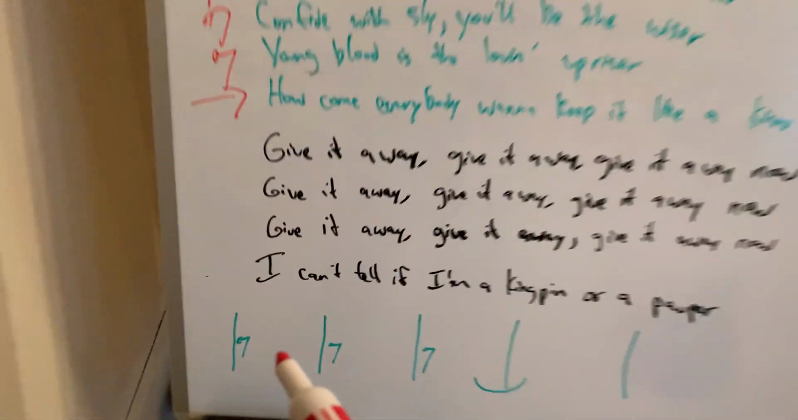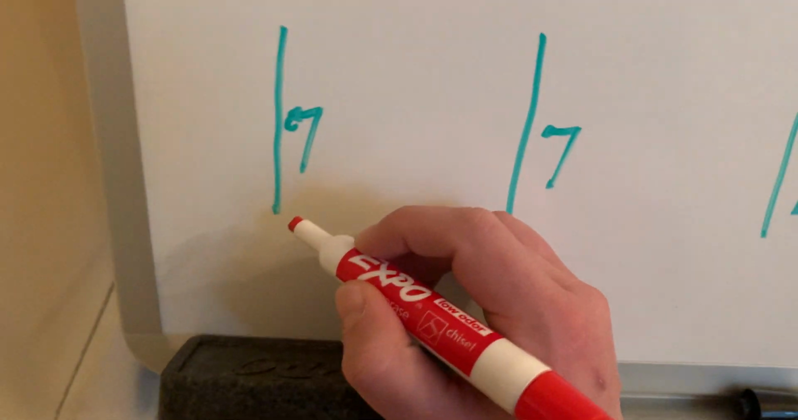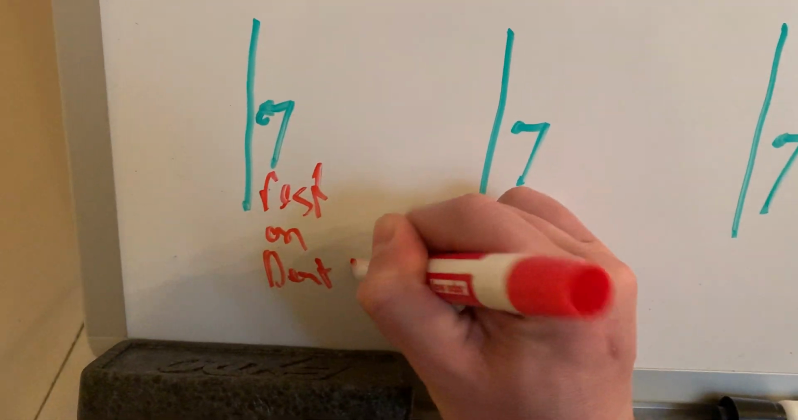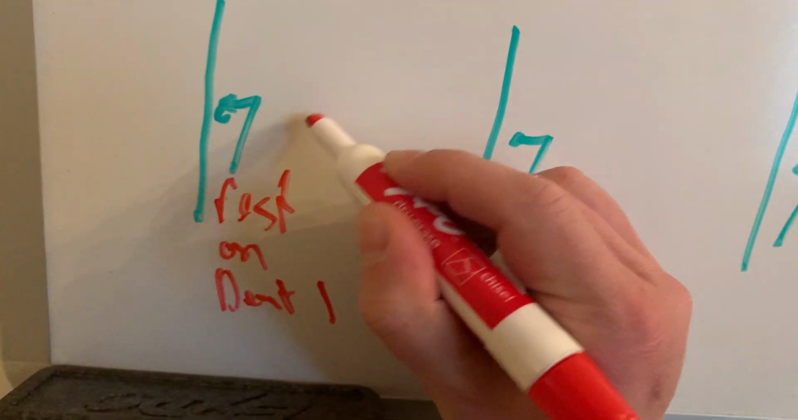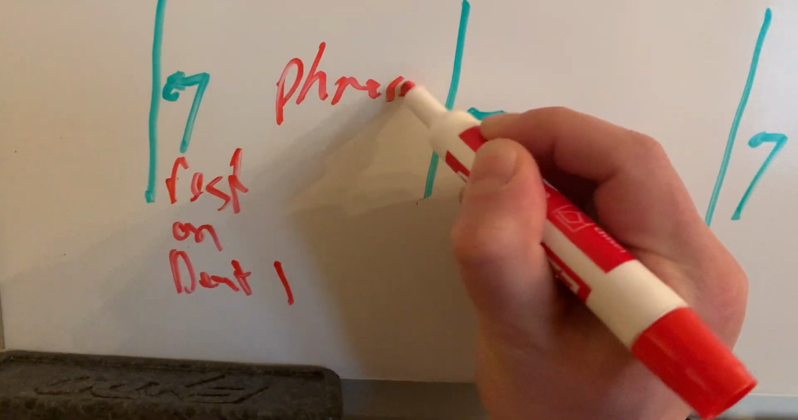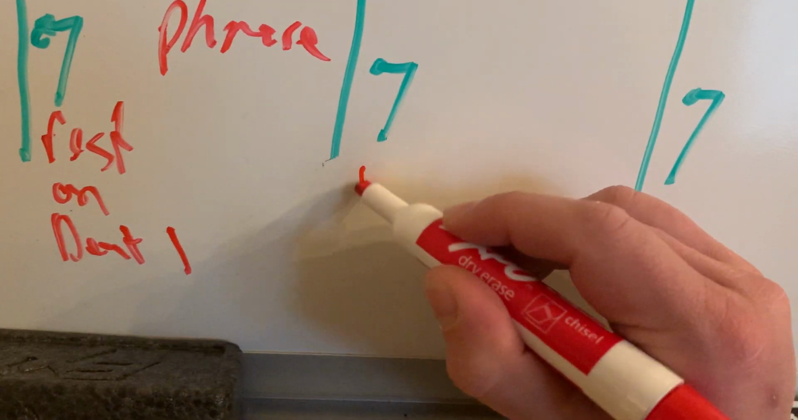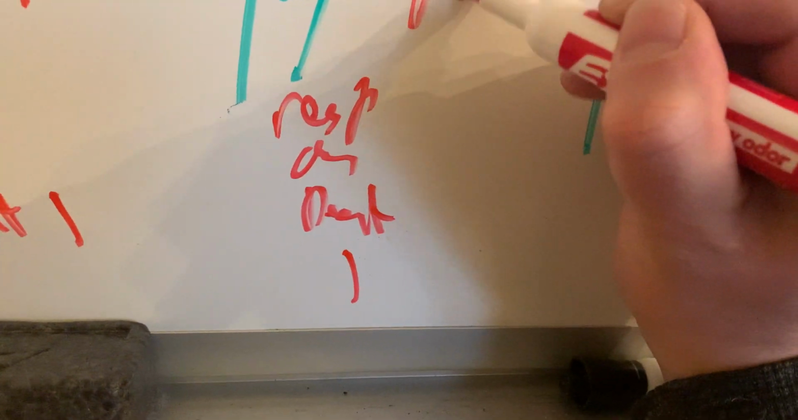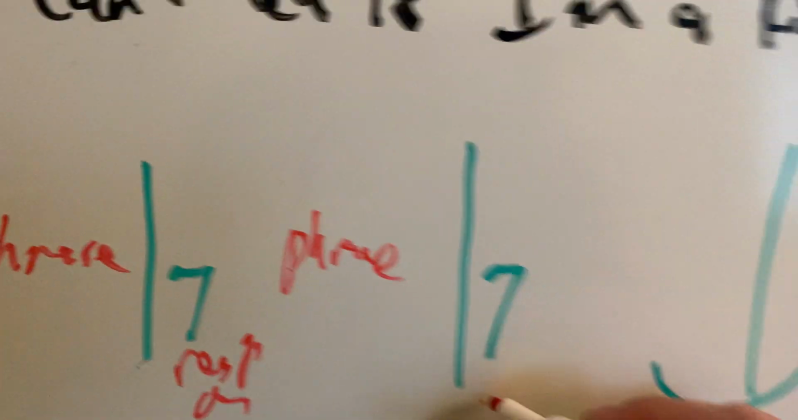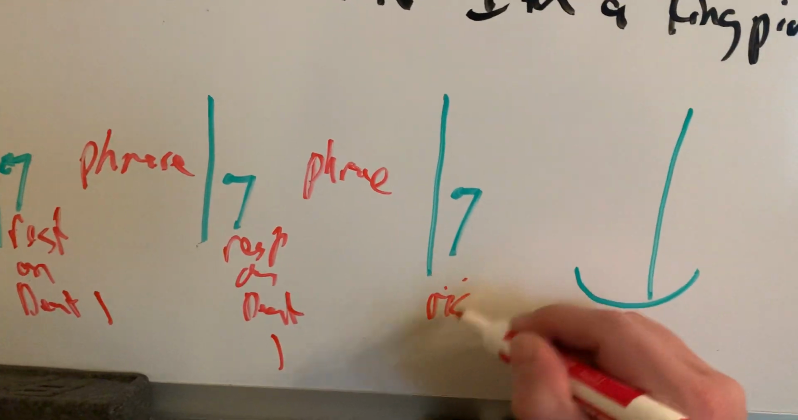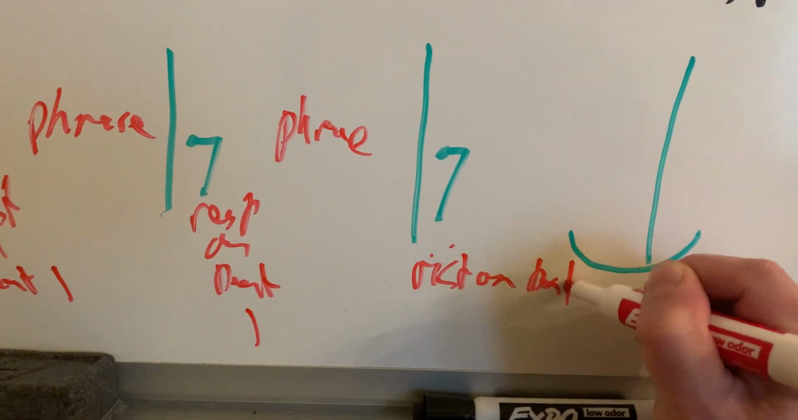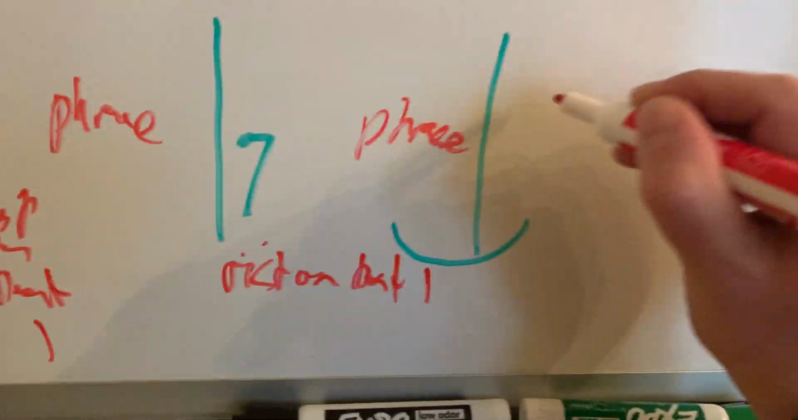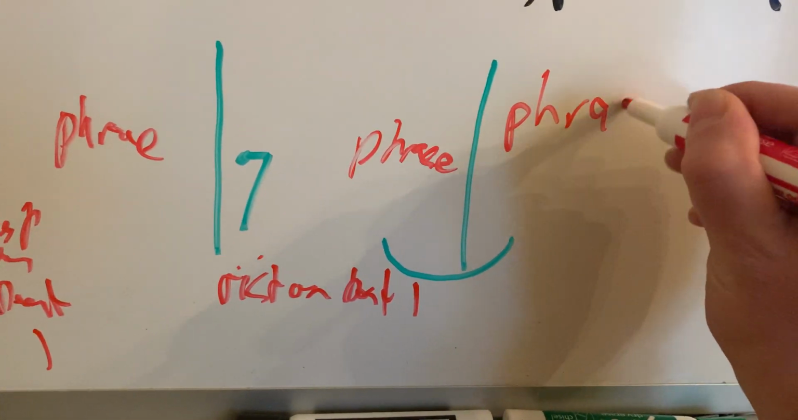Actually, this pattern's down here. Rest on beat 1, rest on beat 1, and then phrase sings, right? Then rest on beat 1, and then a phrase sings, rest on beat 1, and then a phrase sings, and then the phrase flows through on the 4th measure.